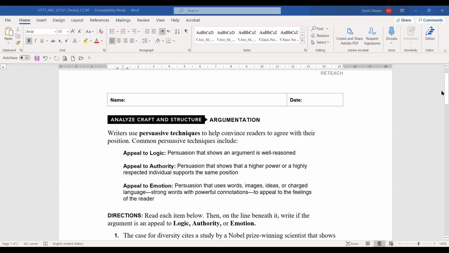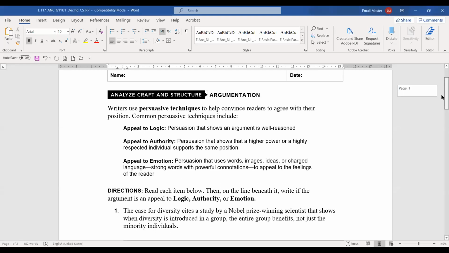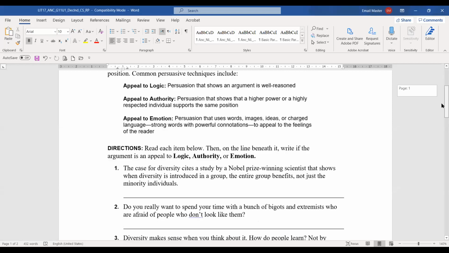Okay, so after these commercials, we'll do some exercises. But meanwhile, what you can do, you can go back to the definition of these argumentation persuasive techniques, and then try to identify in each video which technique they use. Was it appeals to logic, appeals to authority, or appeals to emotions? So let's look at some examples.